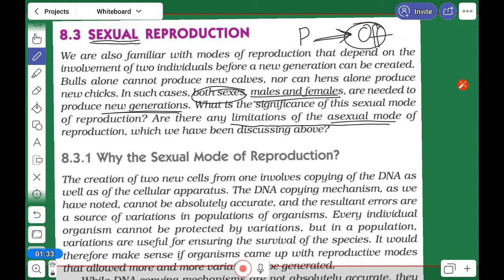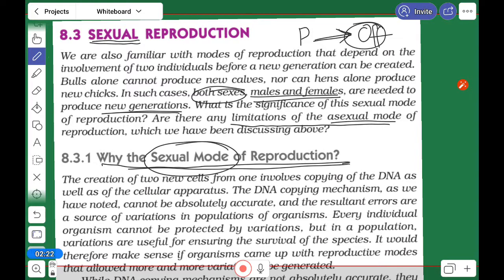Now, the next part is why the sexual mode of reproduction is required. Anyone can say that in the asexual mode of reproduction, the number of individuals will be produced more, very easily, and less energy is required. Then why is the sexual mode of reproduction required? One thing we have to understand is that variation is created only in the sexual mode of reproduction.